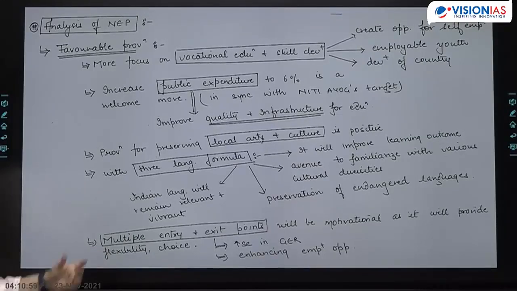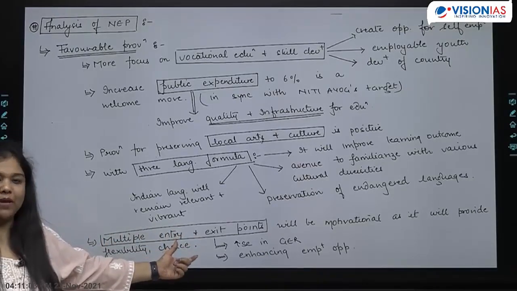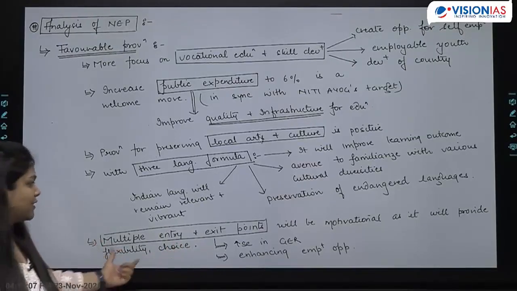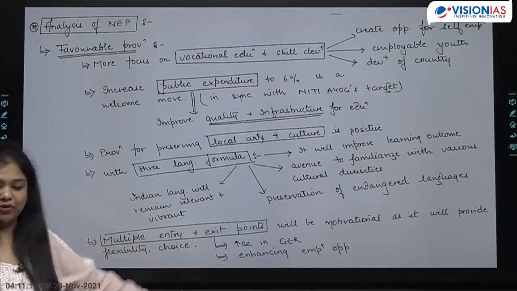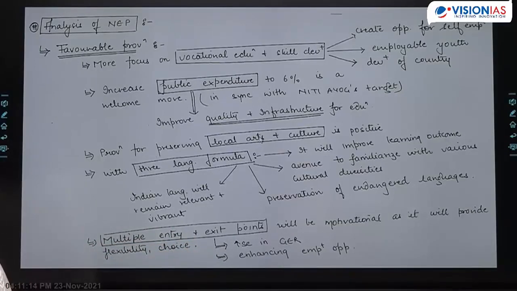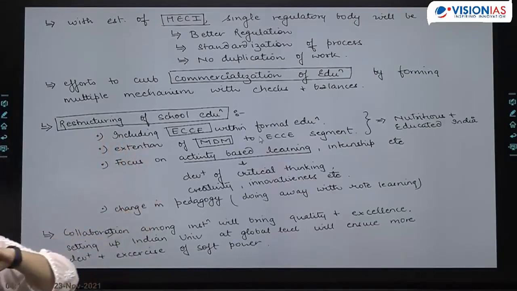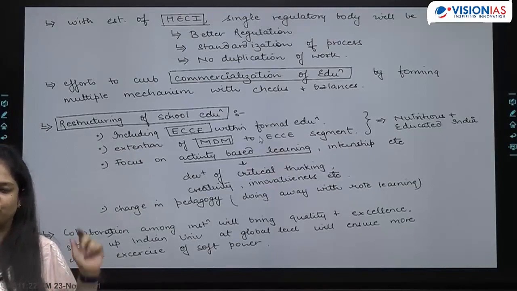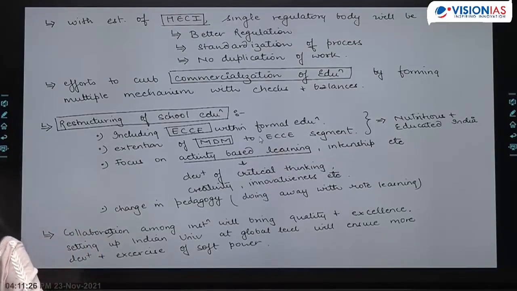Then with respect to multiple entry and exit point, the students will be having incentive to seek higher education. There would be more flexibility, more choice. It will result into higher gross enrollment ratio, and employment opportunities will increase. Now, with the establishment of Higher Education Commission of India, where we have talked about the 4 verticals, चाहे standard setting हो, regulation हो, accreditation हो, funding हो, so there would be better regulation, standardization and no duplication of work.